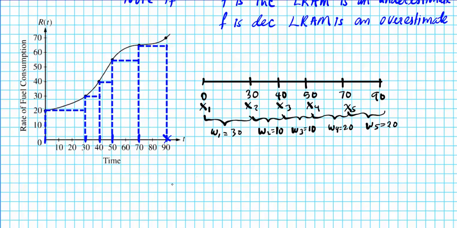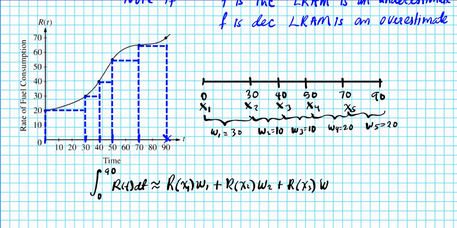Let's rewrite the formula again just to refresh our memory. The integral from 0 to 90 of the function r of t dt can be approximated with the left rectangle approximation, which is r of x1 times w1. Now let's pause for a second to make sure you understand. What is this? This is the area of the first rectangle. This is the length times the width. Then r of x2 times w2 plus r of x3 times w3 plus r of x4 times w4, that's the fourth rectangle, plus r of x5 times w5.